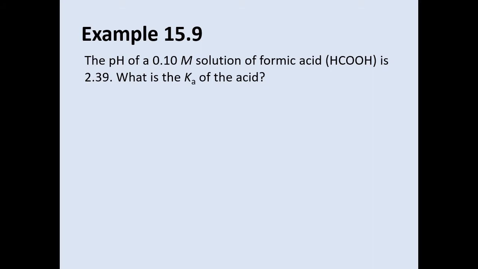A small amount of the formic acid will be dissociated in the solution. That is why we have to construct an ICE table, which means initial, change, and equilibrium. What will be the concentrations in the initial, change, and equilibrium rows? What will be the Ka for this acid if we use this 0.1 molar solution of that acid?